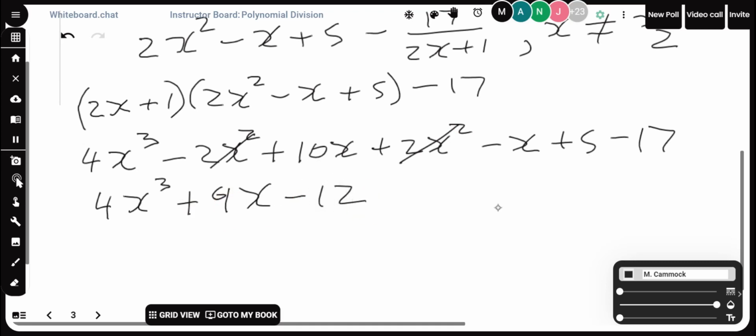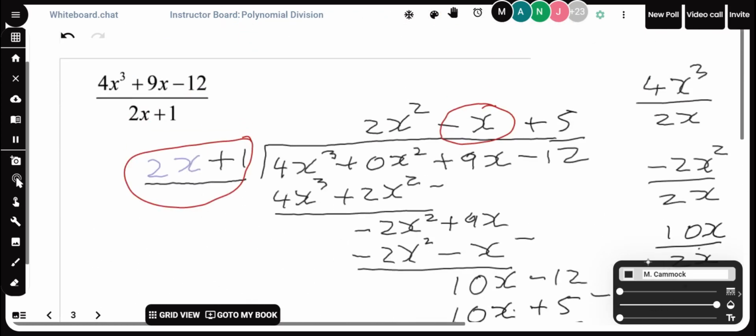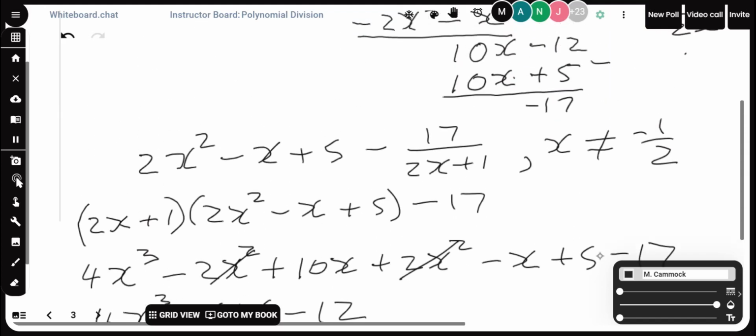Let's compare that to what we started off with. 4x cubed plus 9x minus 12. 4x cubed plus 9x minus 12. So now we know that what we did is right. And that's all I'm saying. That's the check. If we made a mistake like I made when I was doing this the first time, then you would have had a problem, right? That would not have given you the dividend in the first place.